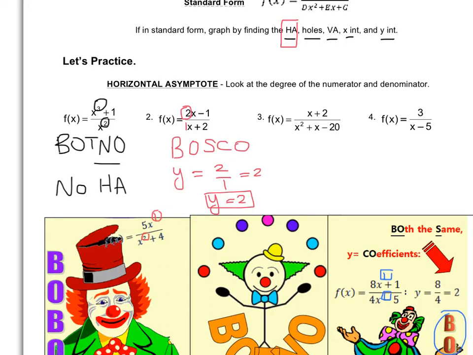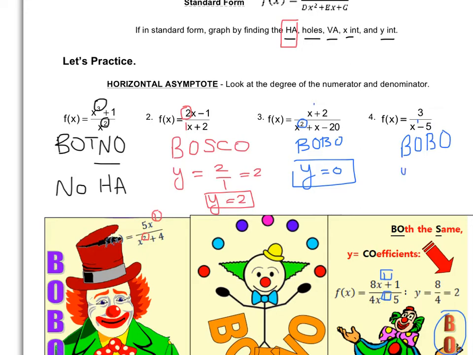Now let's look at the third one. The higher power is on the bottom. So this is a 1 and this is a 2. So big on bottom, so Bobo. And Bobo tells me big on bottom, 0. So y equals 0 is going to be my horizontal asymptote. Now let's look at the fourth one. The top has no x, so I'm going to consider the top power to be 0 and then the bottom power to be 1. If there's no x on the top, the power would be 0. So as you can see, the higher power is on the bottom, so Bobo.